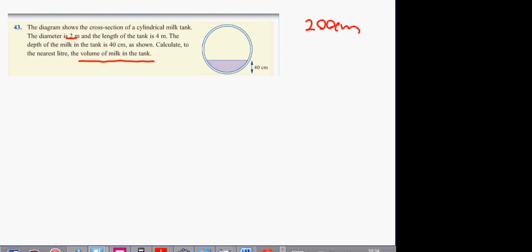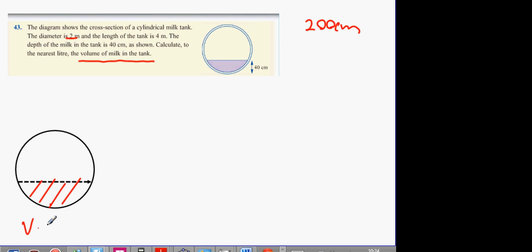Well, guys, to get the volume of the milk in the tank, here's what you need to do first and foremost. You need to find out the area of the face of milk, so you need to find this area here. Once you find this area, volume equals area multiplied by length, and the length obviously is your 4 meters. Now let's go back to solving the area.